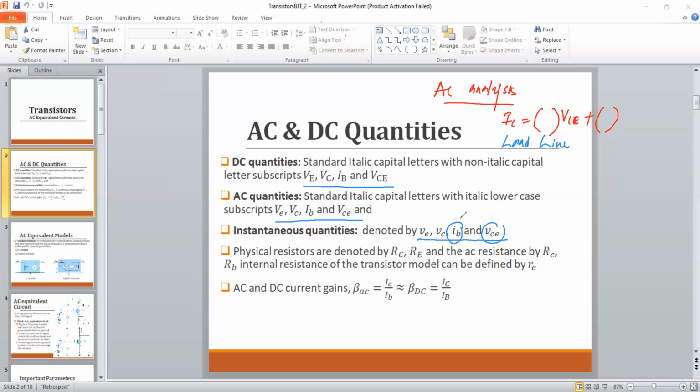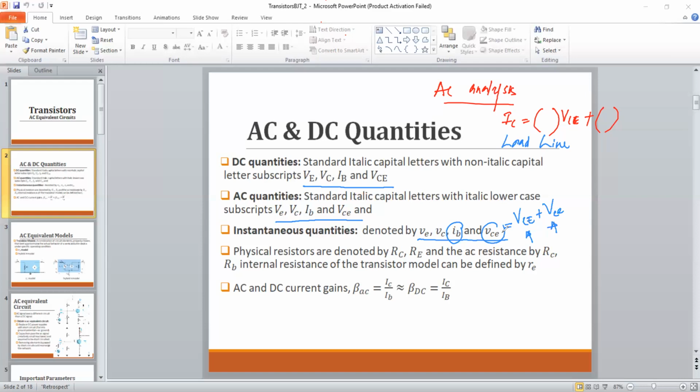For a given time, this is the collector emitter junction voltage, vCE. This quantity may be the sum of VCE, the DC value, and vce, whatever AC value we feed through an external source. So this instantaneous quantity may be the combination of the DC value and the AC value. We identify three quantities and differentiate them with different notations. Capital letters with capital subscript are DC quantities, capital letters with simple subscript are AC quantities, and if both are simple, we are dealing with instantaneous quantities.